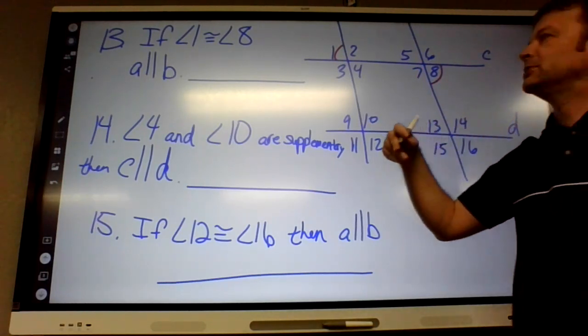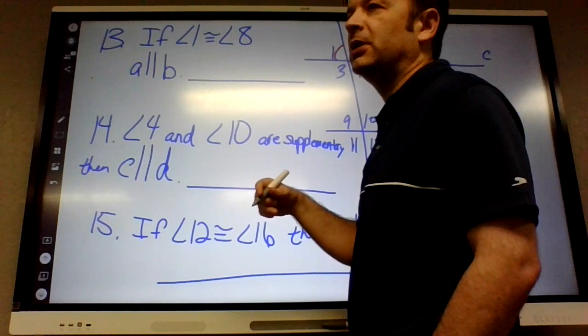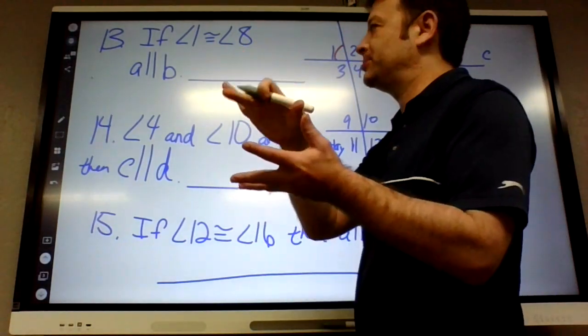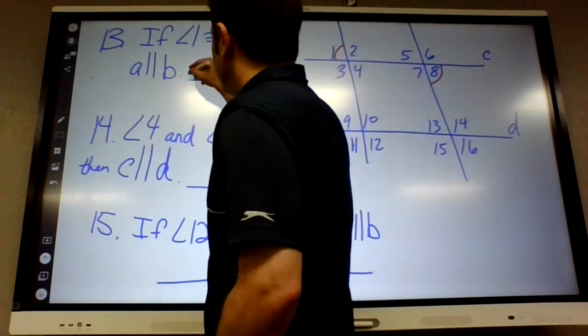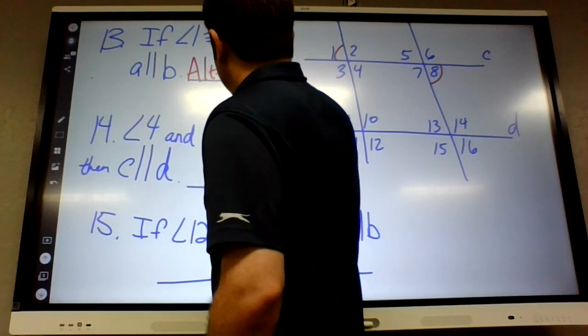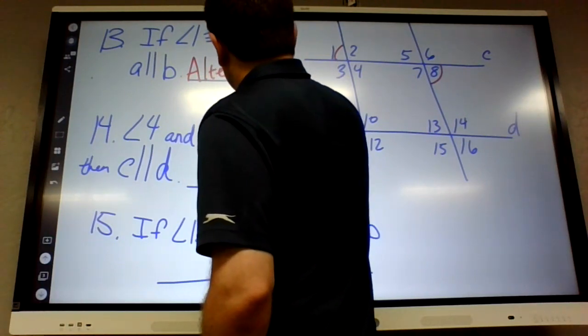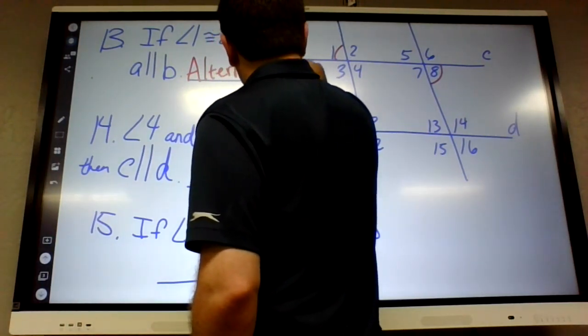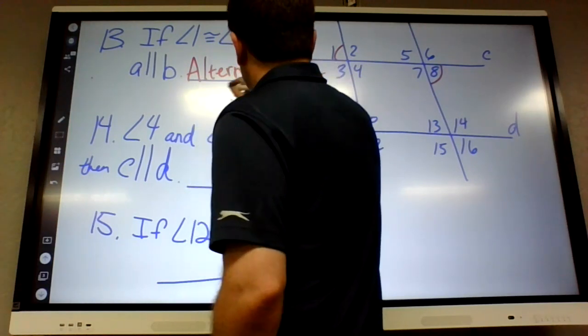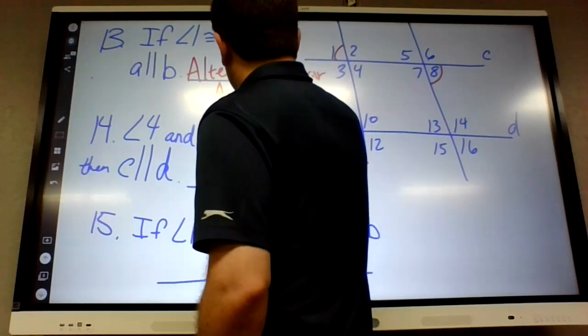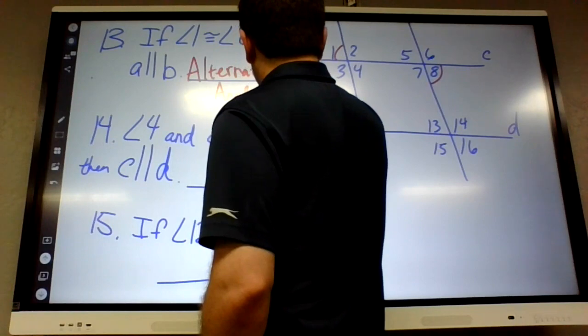It's basically the same as 1 through 4. You guys remember 1 through 4? It's pretty much the same thing. You just have to call it a theorem. Alternate exterior. So it's technically just the opposite, kind of the opposite of number 1.